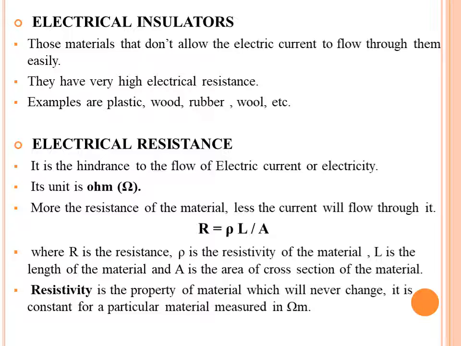This formula is new for you: resistance R = ρL/A. Here ρ is the resistivity of the material. It is a property of a material which will never change. The resistivity value of a particular material is fixed and it is given in ohm meter. Whereas L is the length of the material and A is the area of cross section of the material.